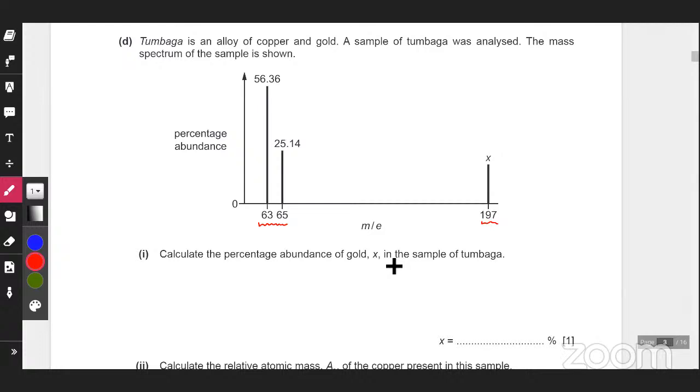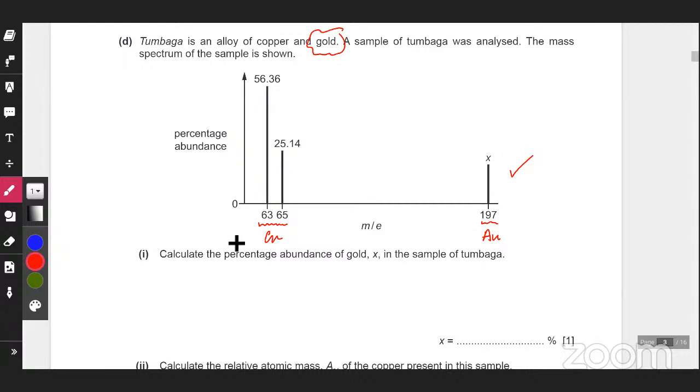Now this one, as we just discussed, is definitely gold. They've already mentioned the alloy contains gold. So this one is gold. What are these other two? These must be isotopes of copper. You would need a calculator for this as well, so let me take out my calculator.